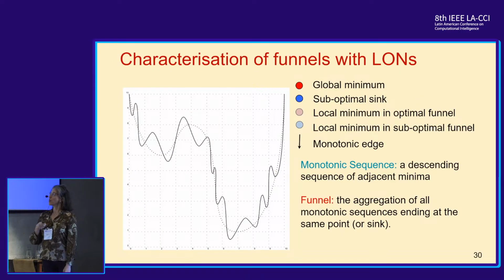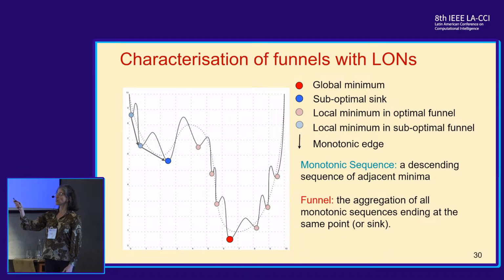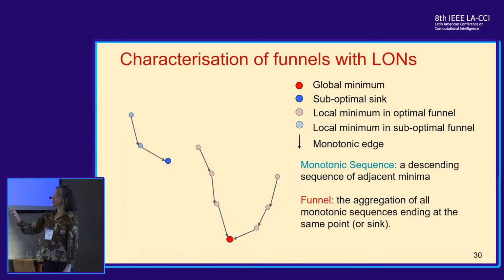I want to mention again the notion of funnels, because with local optima networks, we think we bring a new way of characterizing this funnel. In this case, this is a landscape that has two funnels: a suboptimal funnel here, and the global optimal funnel. If we characterize it with local optima networks, each node is a local optimum, and the transitions are adjacent basins of attraction or escape edges. And then we can characterize, in this case, the two funnels by this notion of monotonic sequence.